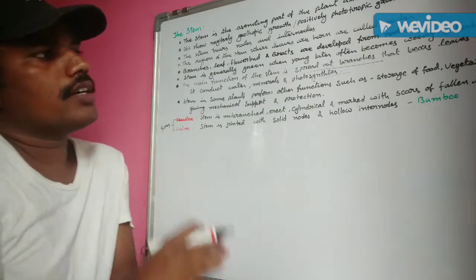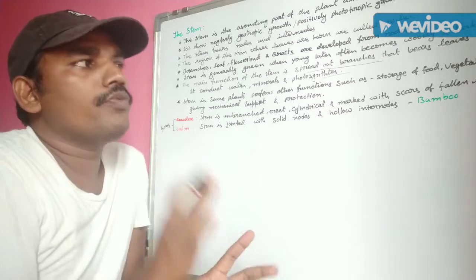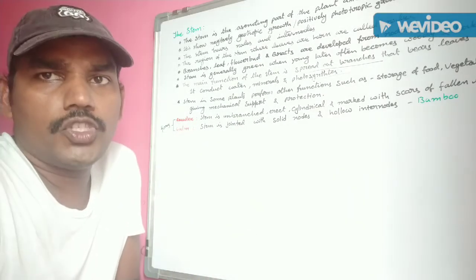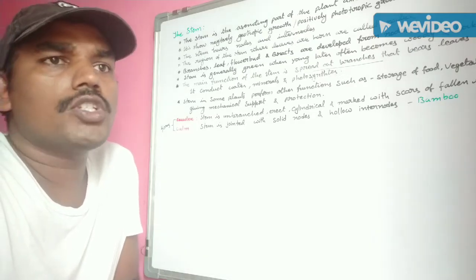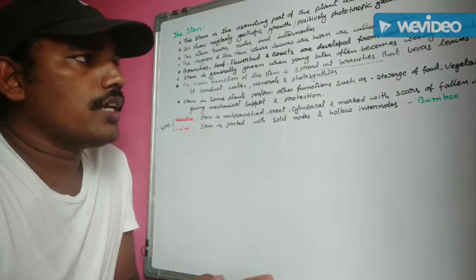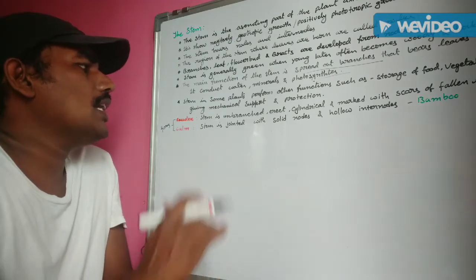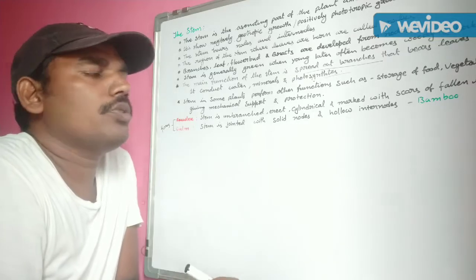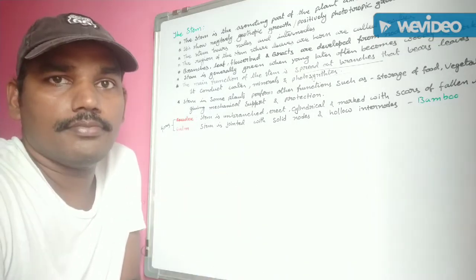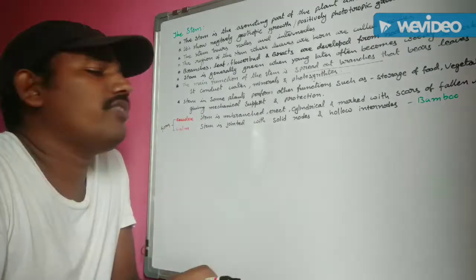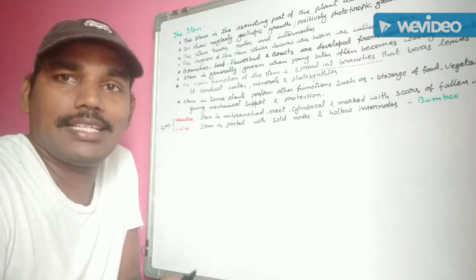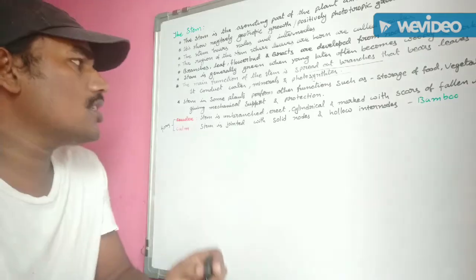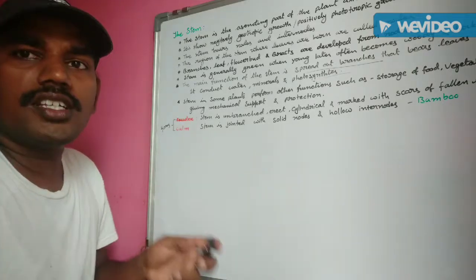Some other functions such as storage of food material, vegetative propagation and vegetative reproduction, giving mechanical support, and also protection. These are some additional functions performed by the stem in some plants, not in all plants, in some plants. Okay, let us discuss the secondary functions of the stem.